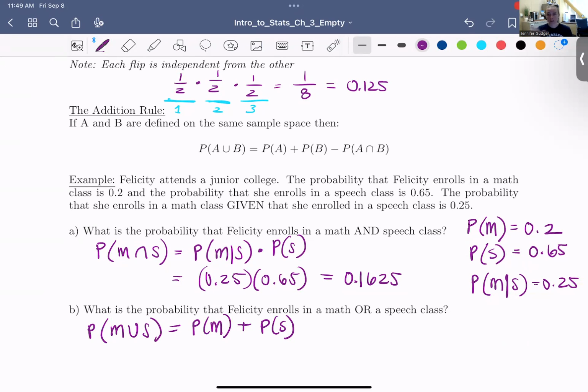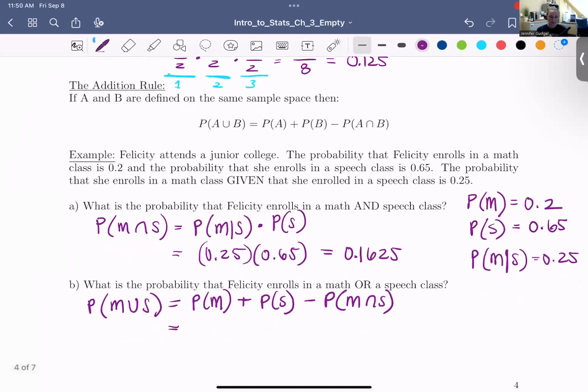But if we were looking at a sample space, there are these outcomes where she enrolled in math, and these outcomes where she enrolled in speech. If we push them together, there were some outcomes where she could have been in both, and they would have gotten counted twice. So those have to be subtracted out: the probability she enrolls in math and speech. And we just plug in all of our values here.